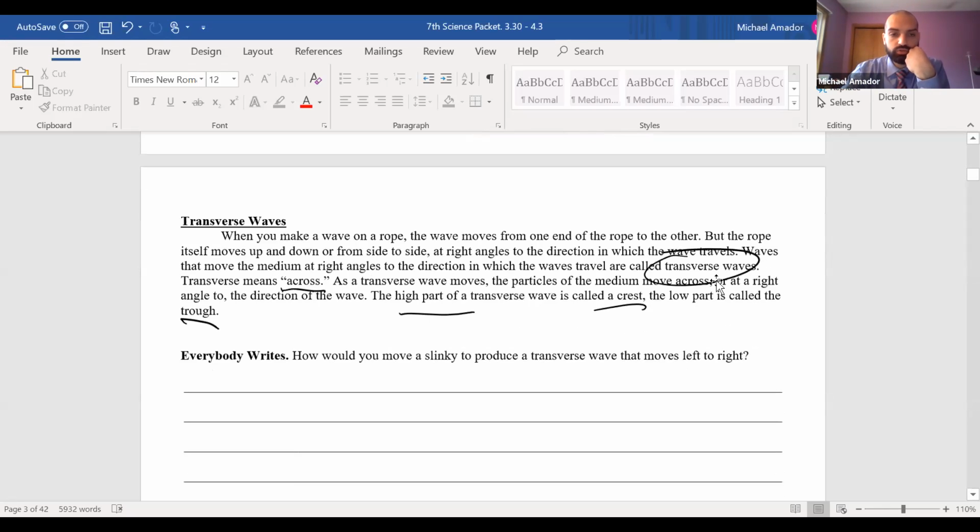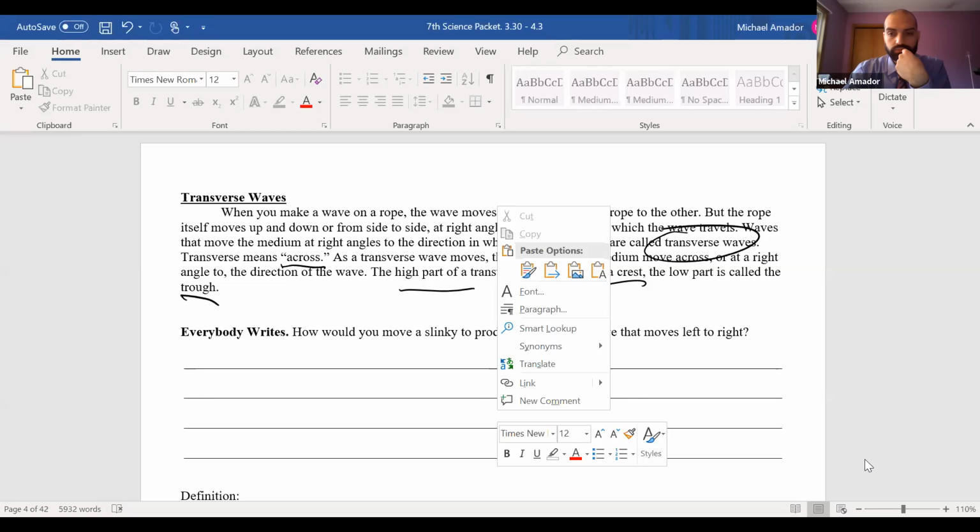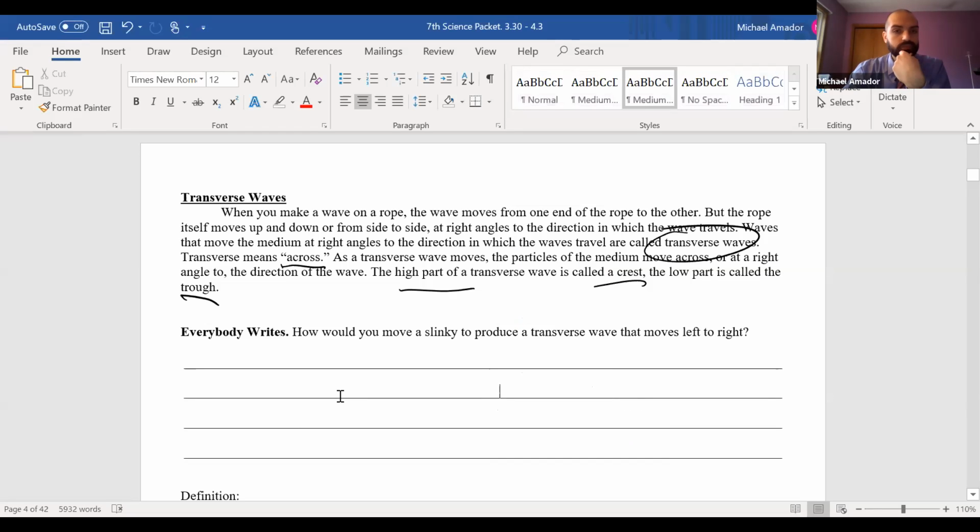So I'm going to keep this up on the screen. I want everyone to write, based on what we've just read here, how can you make a slinky move to produce a transverse wave that moves from left to right? Take 1 minute to write down your ideas, and then I'll show you a video of it. I'm going to call on Kaylin after the minute, so you got about 45 seconds left, and then Kaylin, share out your idea.